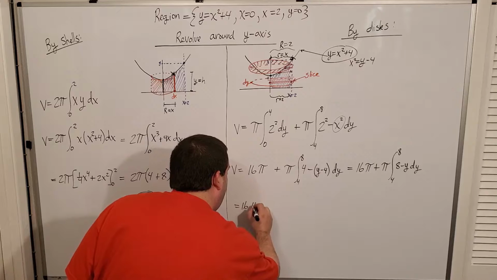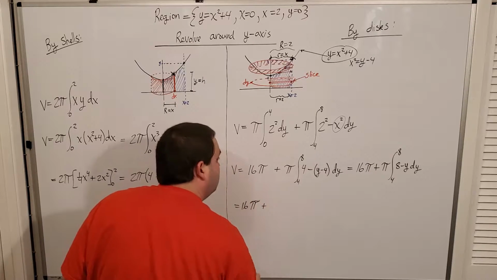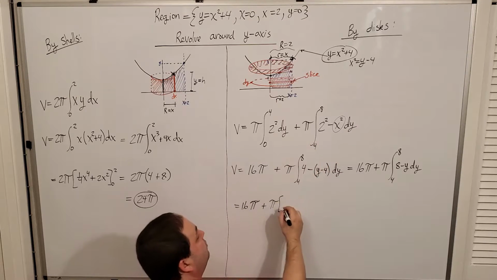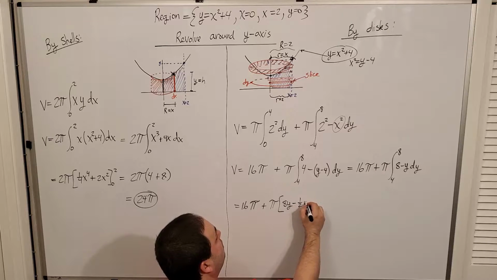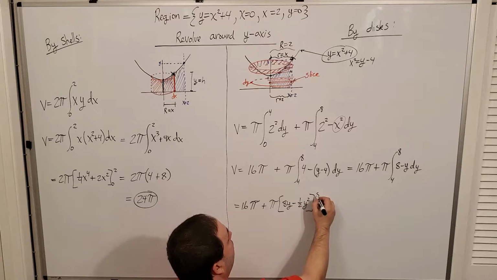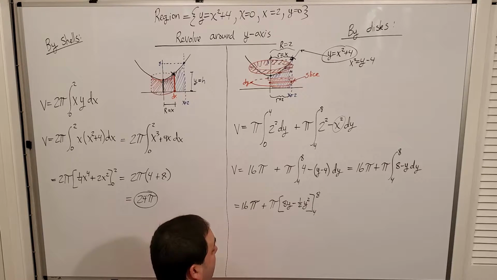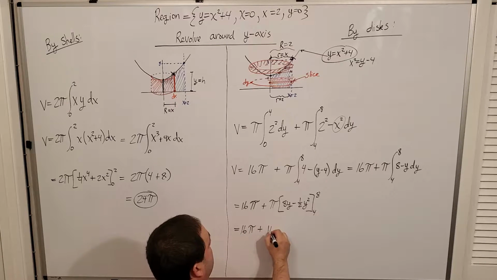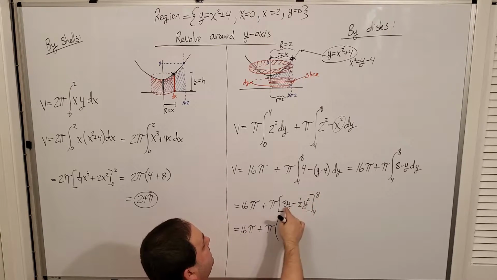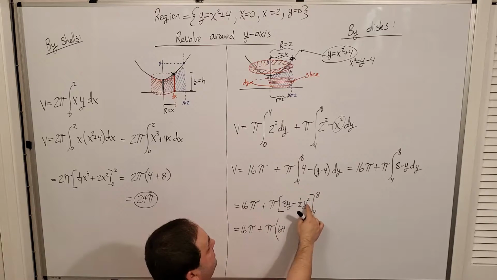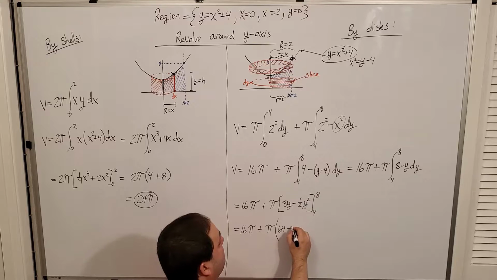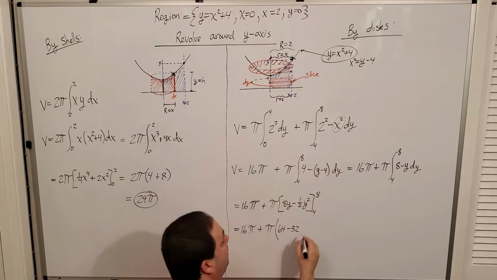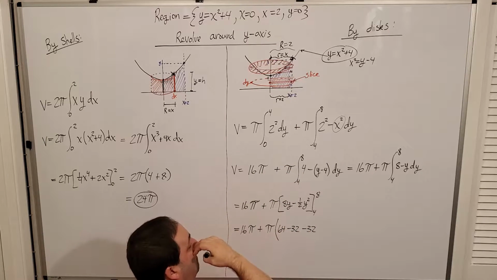Okay, so 16 pi plus pi times the antiderivative portion, which is going to be 8y minus 1/2 y squared from 4 to 8. I'm going to have to plug in both. So 16 pi plus pi times 8 times 8 is 64. 8 squared is 64 times 1/2 is minus 32. 4 times 8 is 32, but remember it's minus bottom, so I have a minus 32 again.